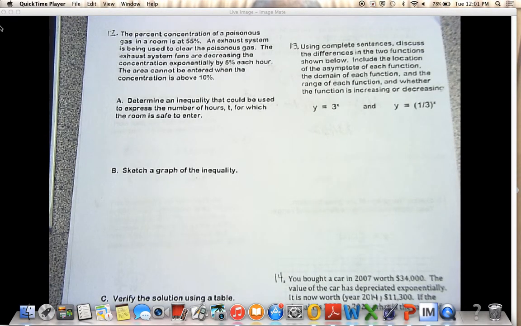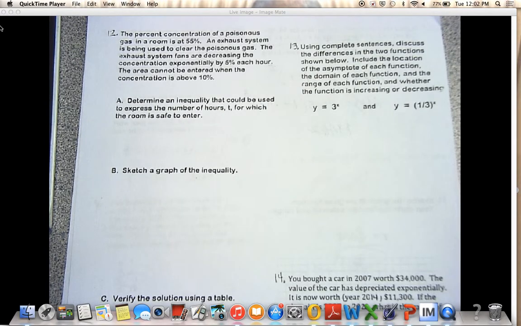On 12, it says the percent concentration of a poisonous gas in a room is at 55%. An exhaust system is being used to clear the poisonous gas. The exhaust system fans are decreasing the concentration exponentially by 5% each hour. The area cannot be entered when the concentration is above 10%. So if it's 10.1, don't go in. If it's 10%, you're safe. Y'all got me? If it's above 10, you cannot go in there. Once it hits 10%, you're good to go.